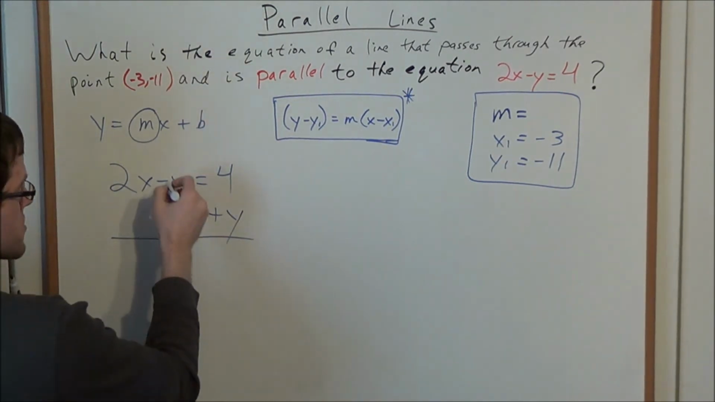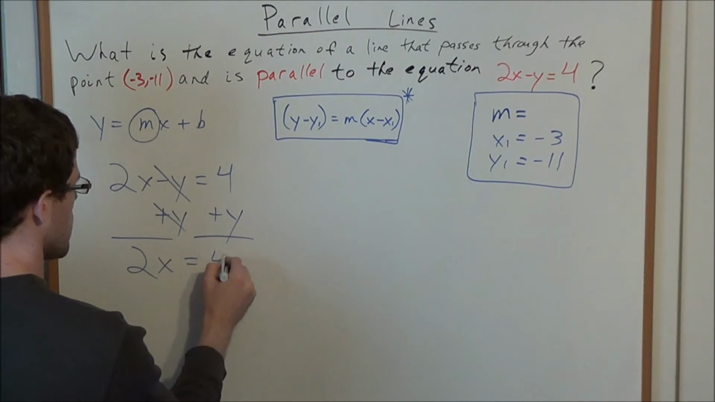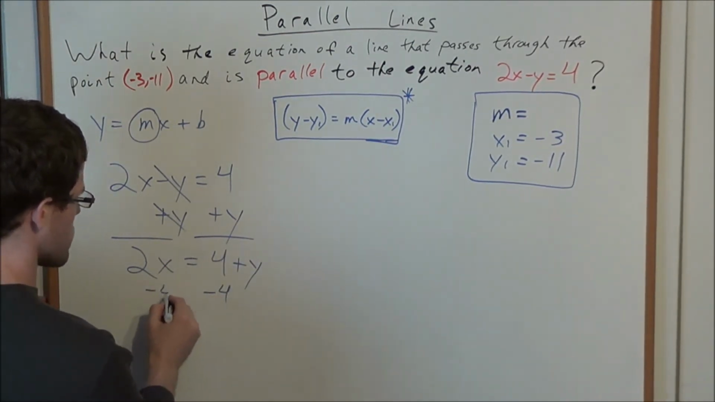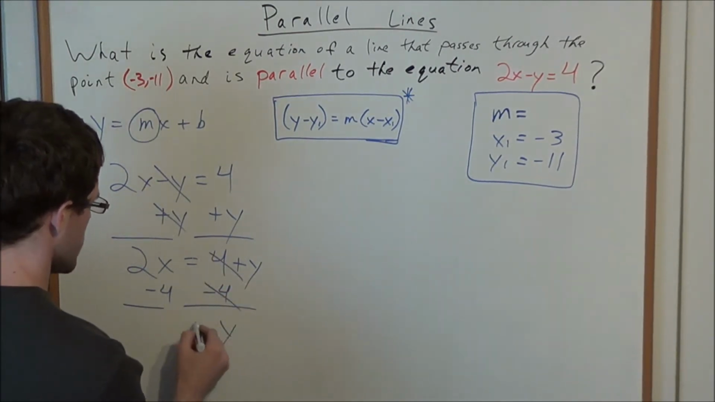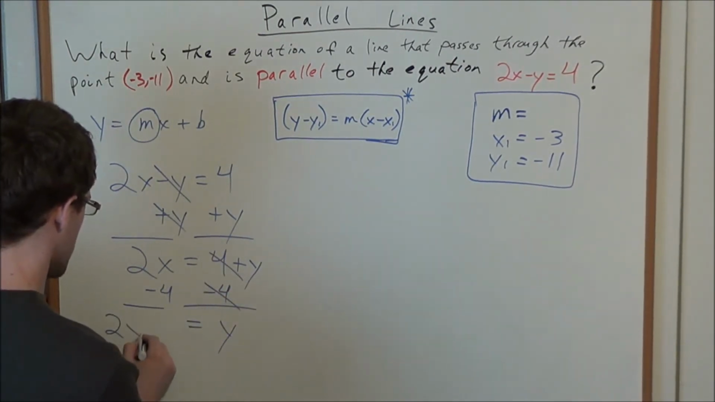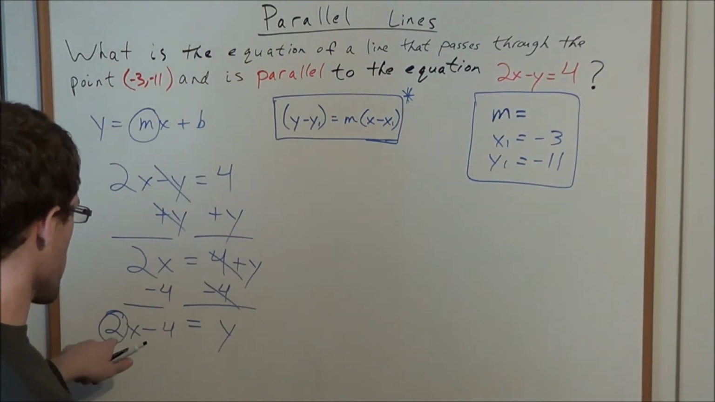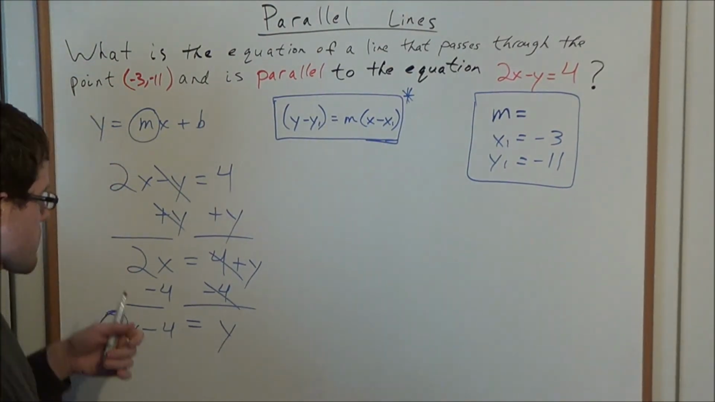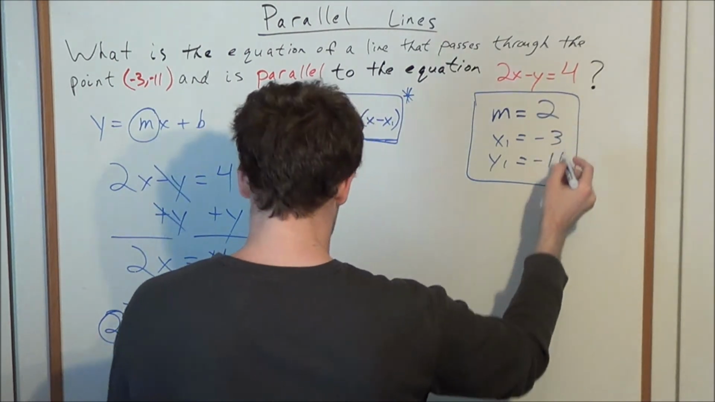So we add y to both sides. We have 2x equals 4 plus y. And now to get y alone, all we need to do is subtract 4. Now we have y equals 2x minus 4, which tells us that our m, or our slope, is equal to 2. So now we can go ahead and fill in m is equal to 2.